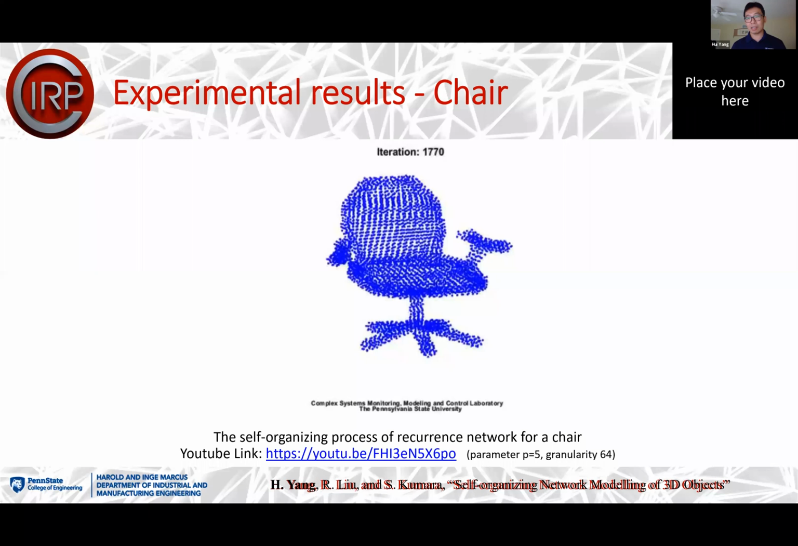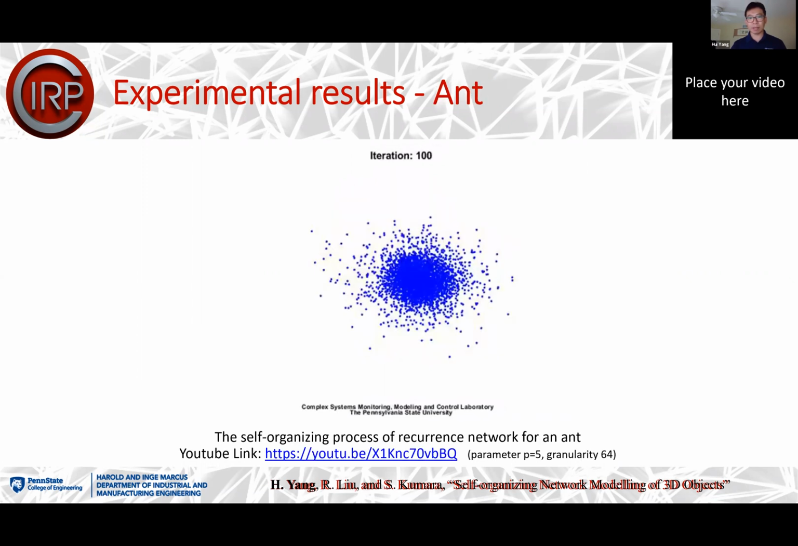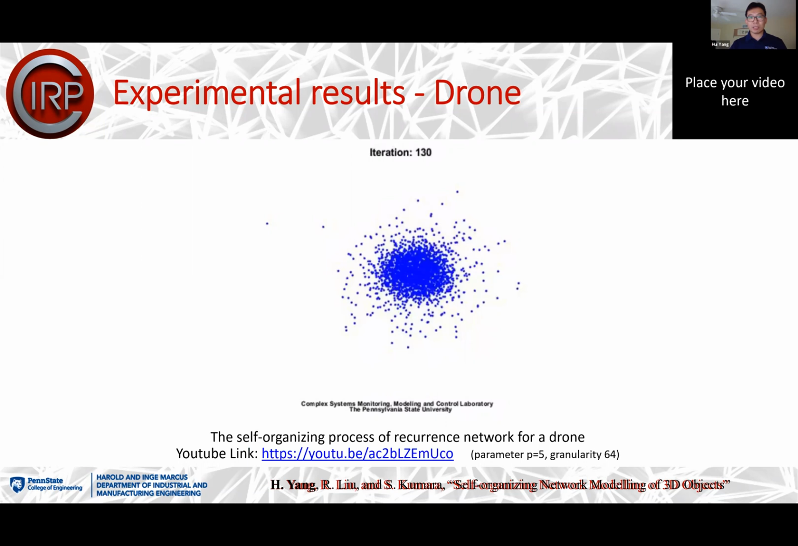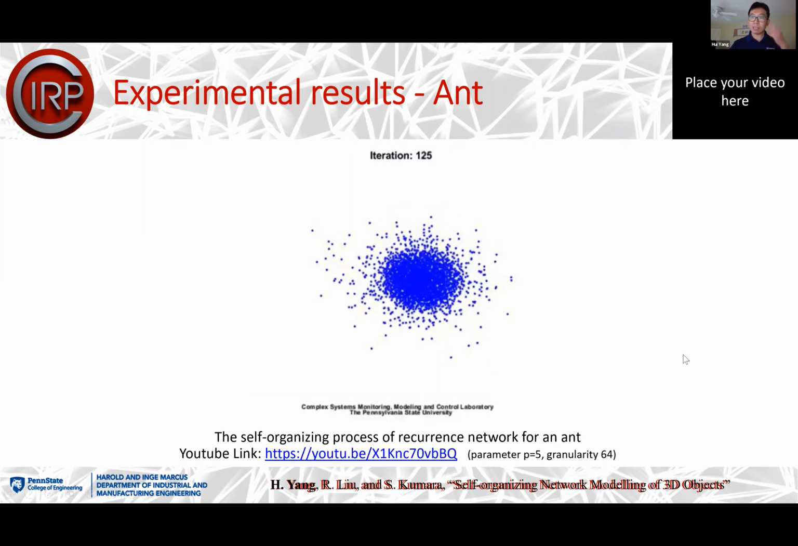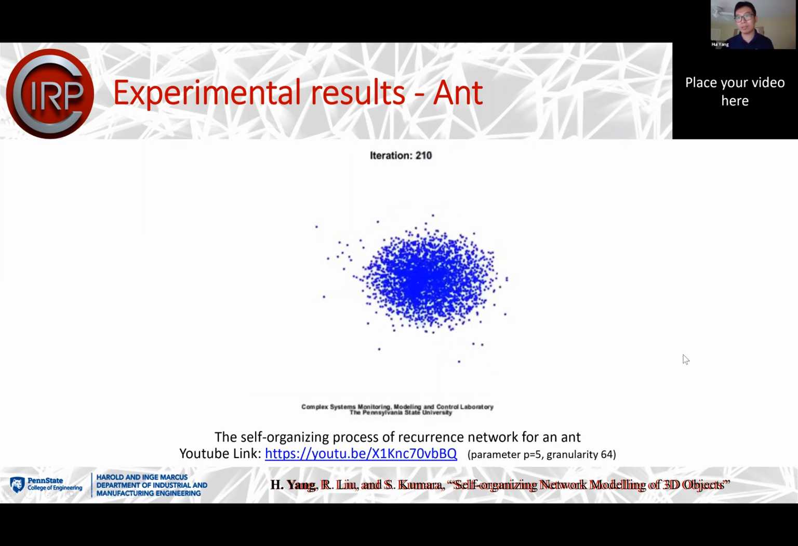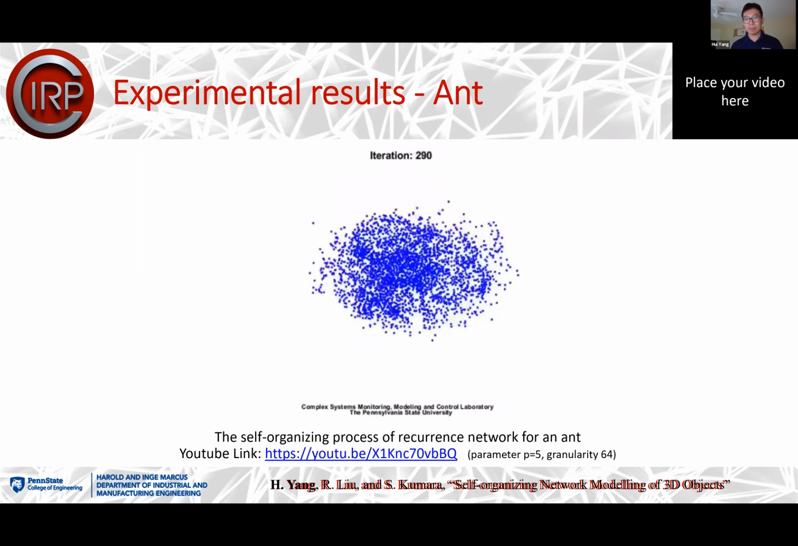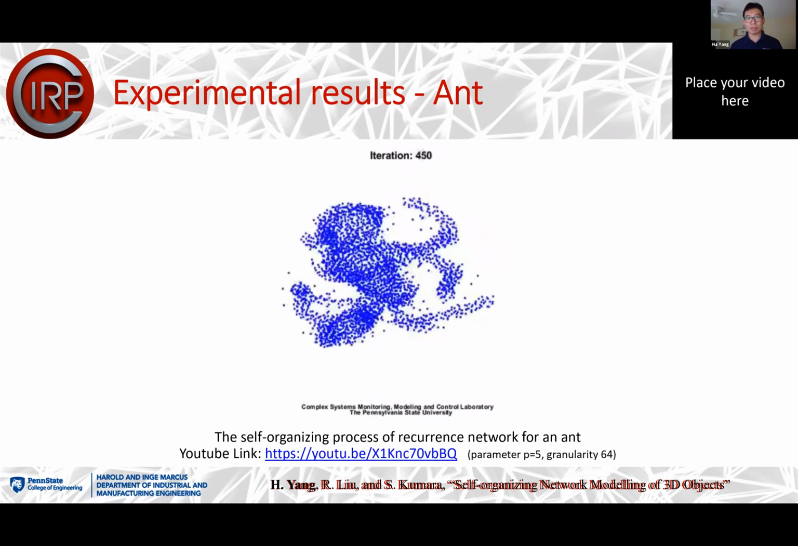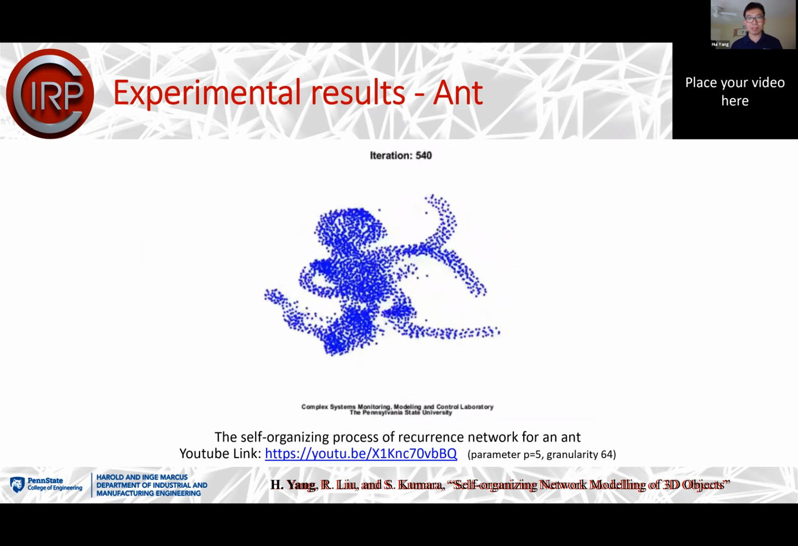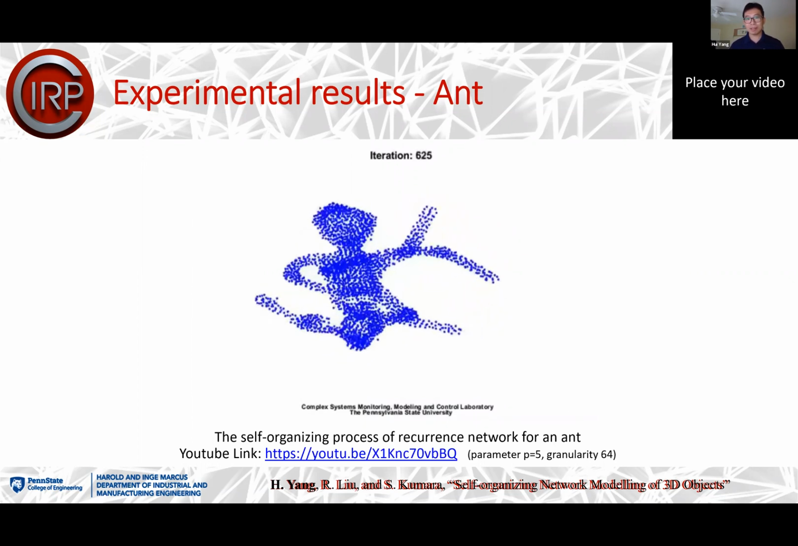64 means we're going to define the voxel matrix as 64 by 64 by 64. You see, this is an animation. We can not only do it for the chair, and by the same parameter settings, you can see that we can also do it for the 3D design of the ant.